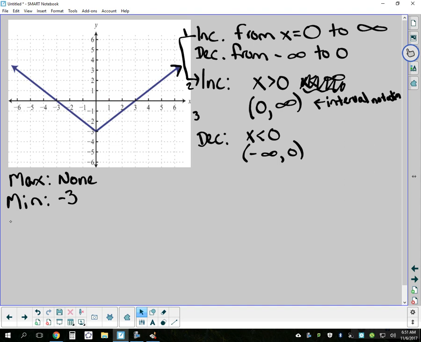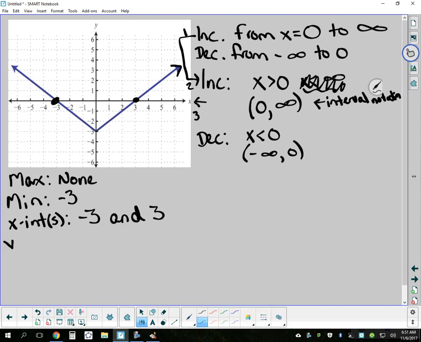All right, our intercepts. Your x-intercept, remember you could have more than one. Where does it cross your x-axis? Right here and right here. You only have to give your x values because we know every x-intercept has a y value of 0. So your x-intercepts are -3 and +3. Your y-intercept, there can only ever be one. You only need to give the y value because we know that x would always be 0, and that would be -3.